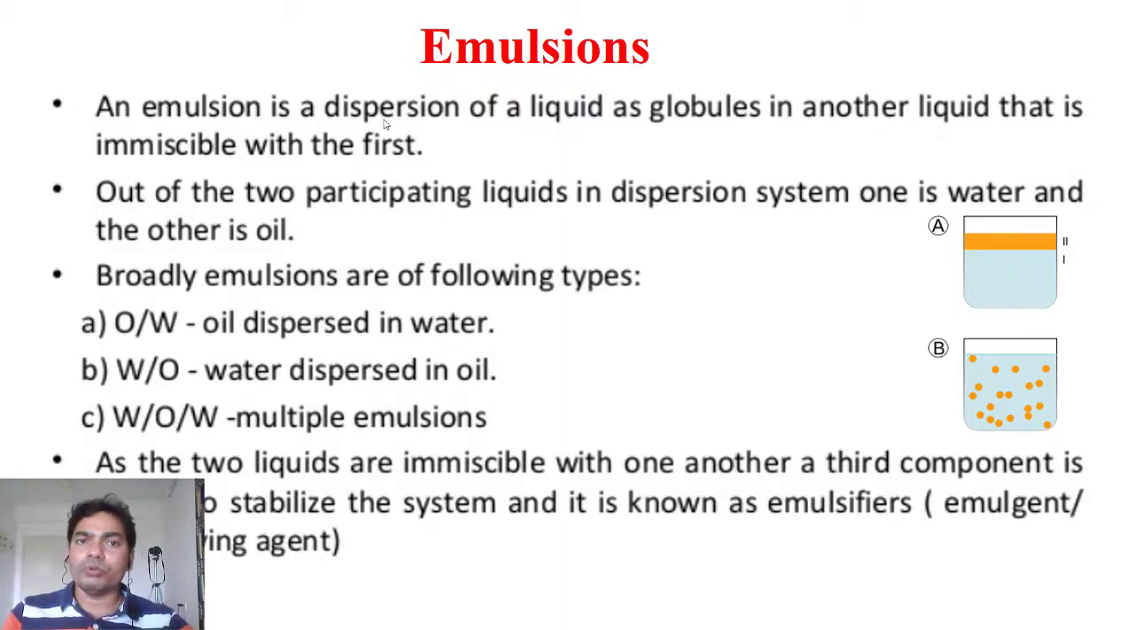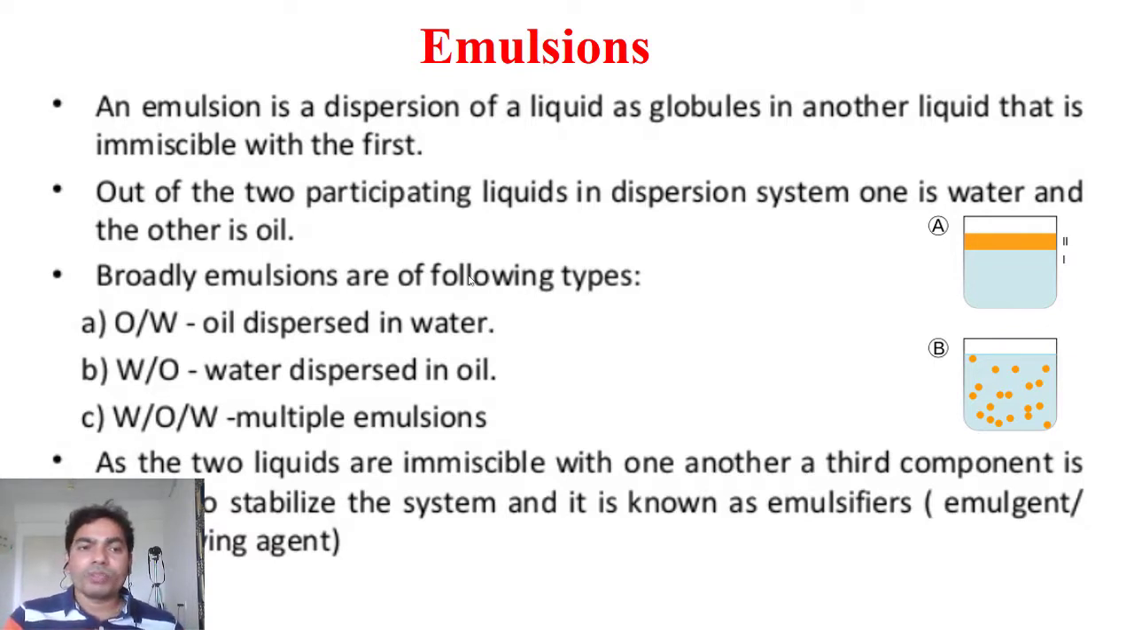Means you put one liquid into another liquid and make an emulsion of it. So it depends on what the percentage of both is, what is bigger and what is lesser, right? The liquid is immiscible with the first one. So here there are two layers, one is the fat and the other is the water. When you shake this mix, a droplet-like structure forms, right? So out of the two participating liquids in the dispersion system, one may be water and one may be oil. So broadly, emulsions are of the following types.